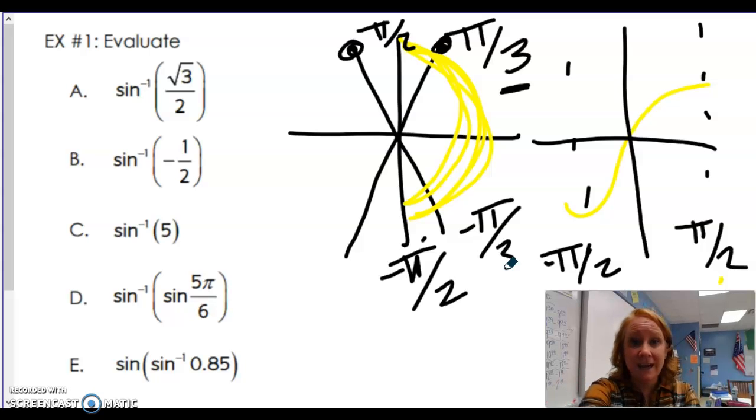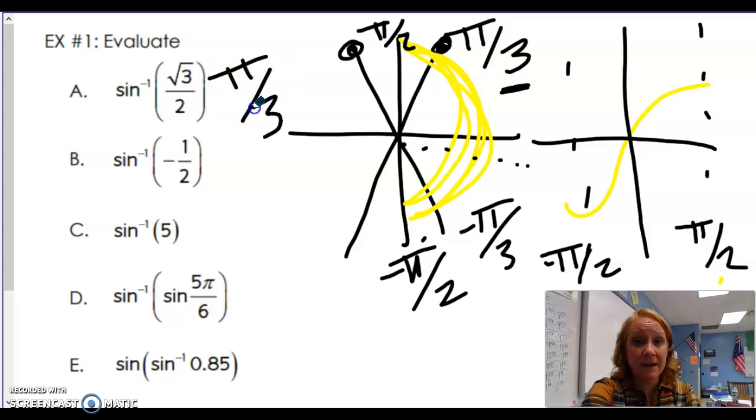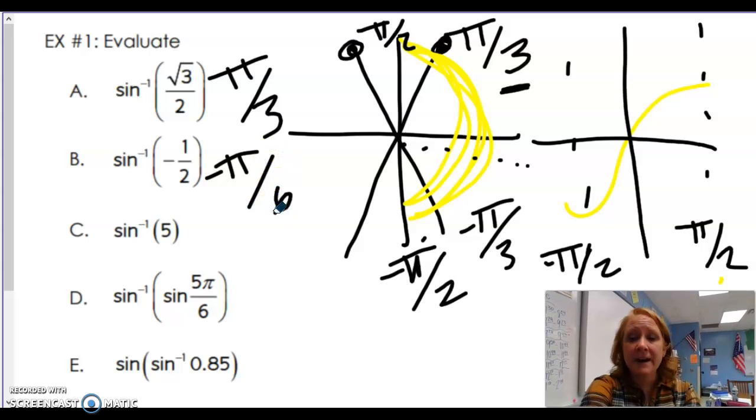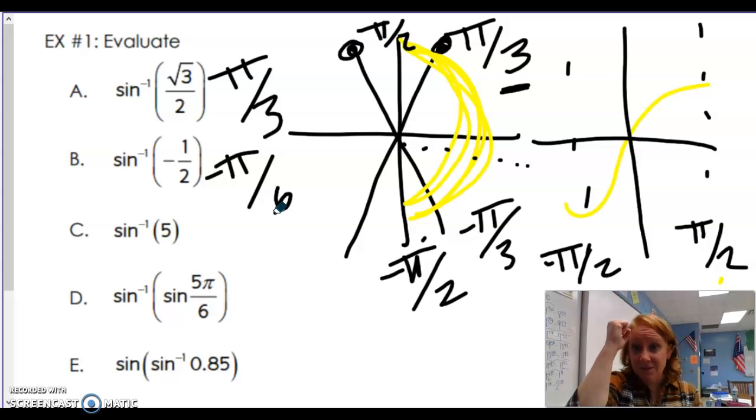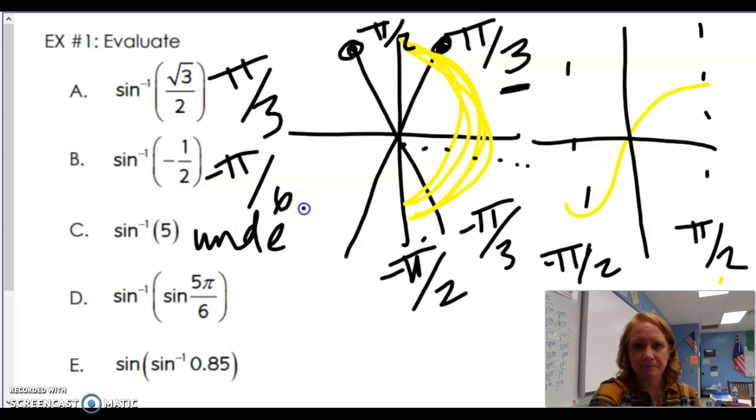Okay, so where is the sine negative 1/2? Well, that would be this. That would be at a pi over 6. And in this context, that's going to be negative pi over 6 because it's going down. Sine inverse of 5. Well, think about the graph. The highest the sine can get is 1. So that's undefined. Can't do that.